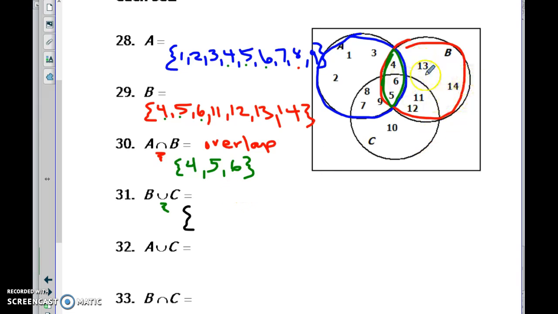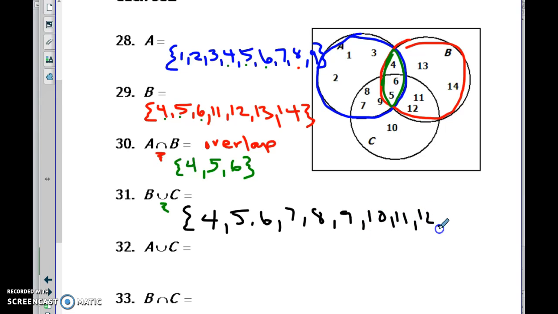So we want 4, 5, 6, because they're in B, as well as 11, 12, 13, 14, and we're going to include 7, 8, 9, and 10. So we want everything from 4 all the way up to 14. 4, 5, 6. Let's see how fast I can do this. 7, 8, 9, 10, 11, 12, 13, 14. That's as far as we go. Sorry for the clicking noises.